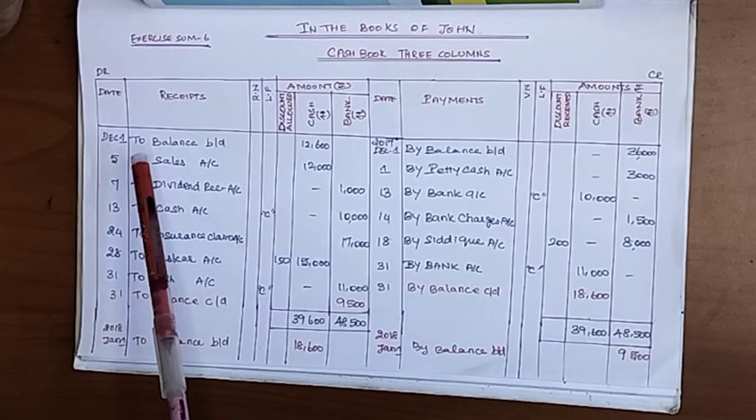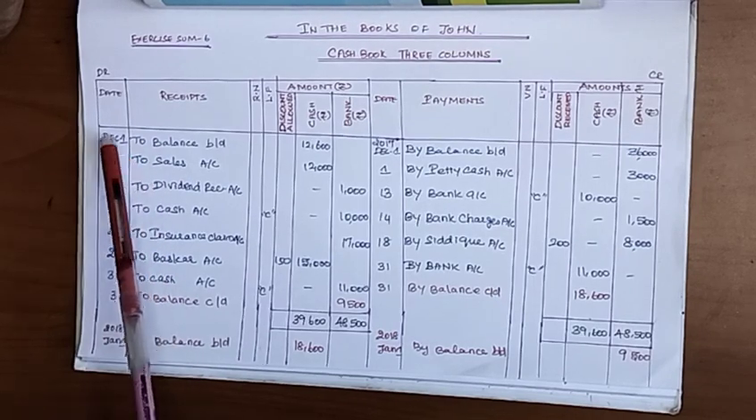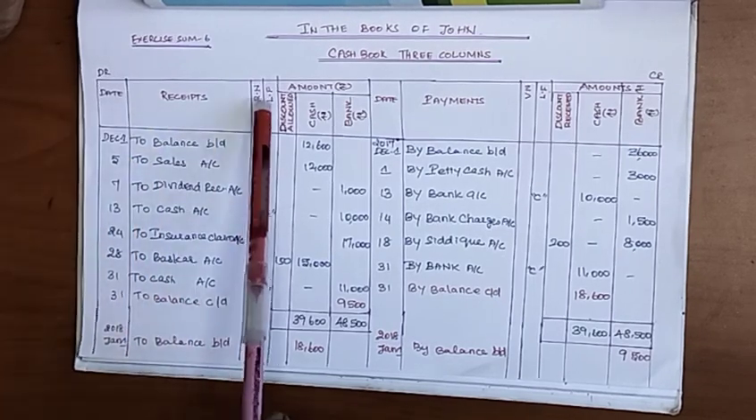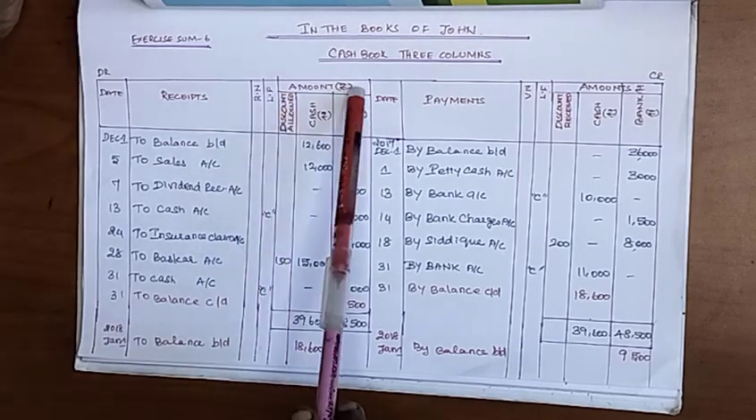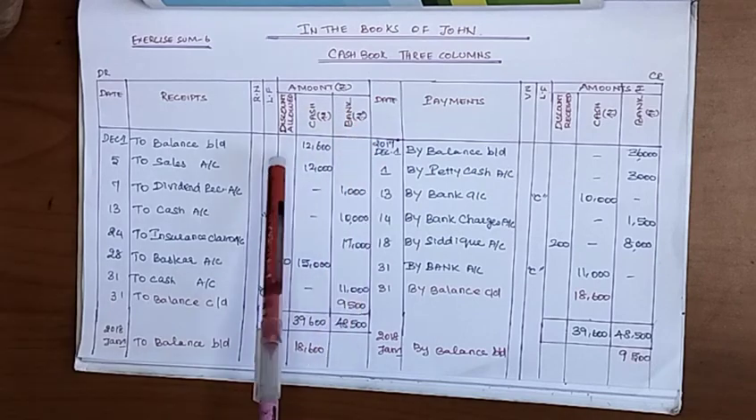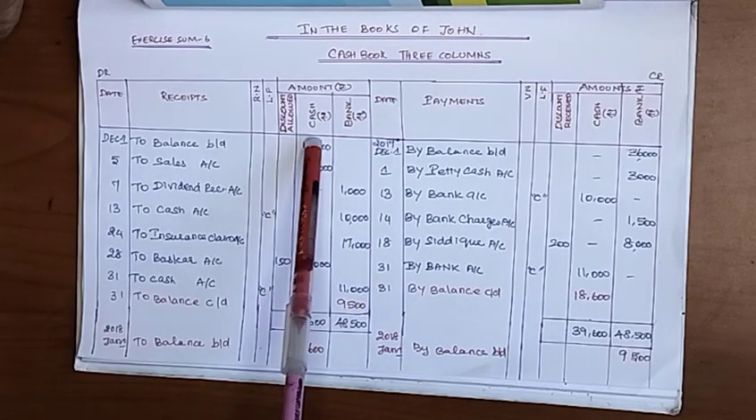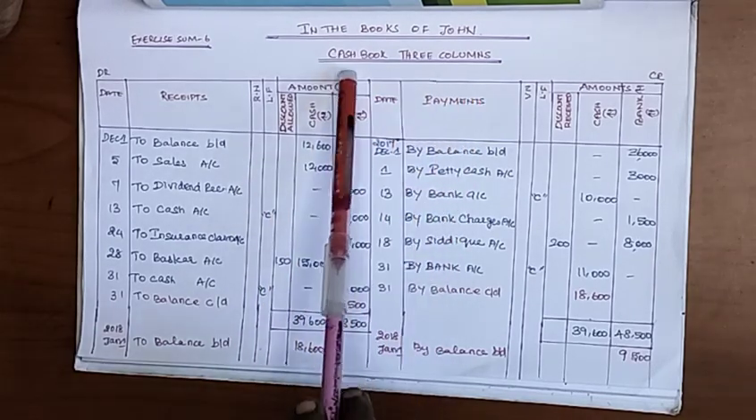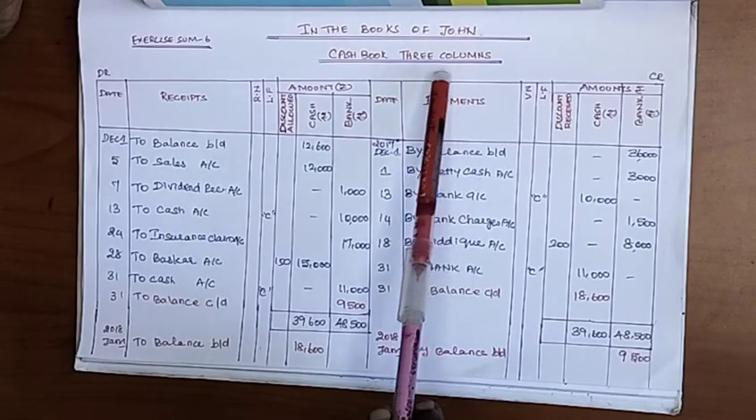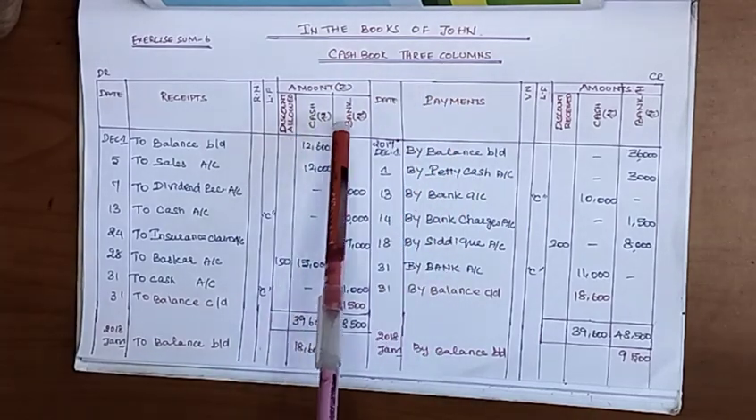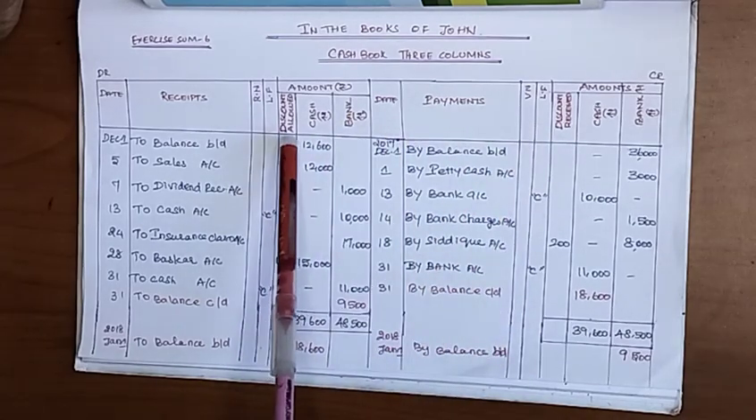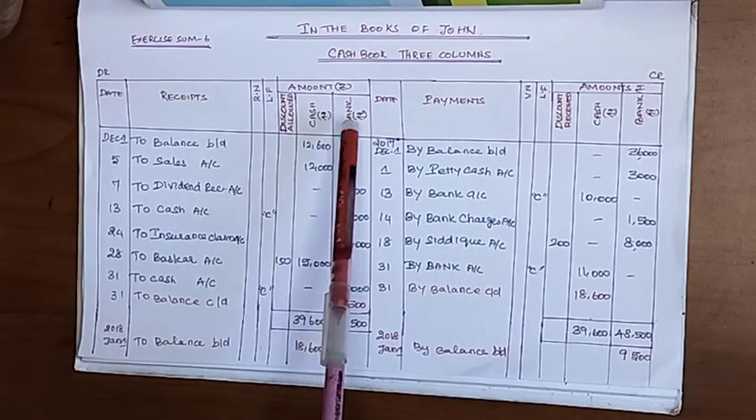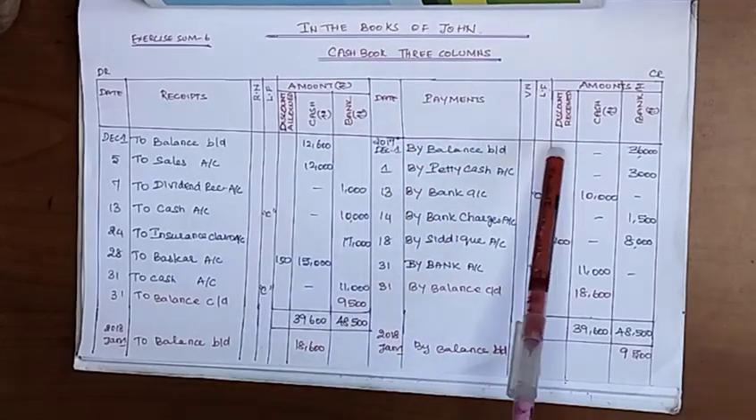So let's see the debit side columns first. Date, receipt, RN means reference number, LF means ledger folio. The amount column is divided into 3 columns, that is discount allowed column, cash column and bank column. A 3-column cash book means we have the 3 amount columns on both sides.